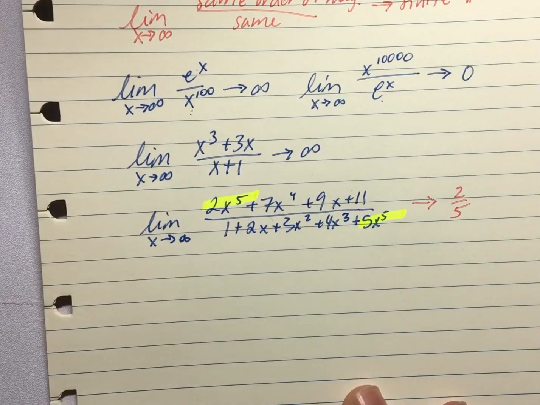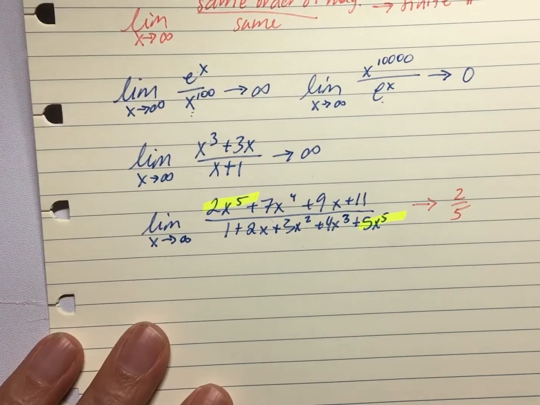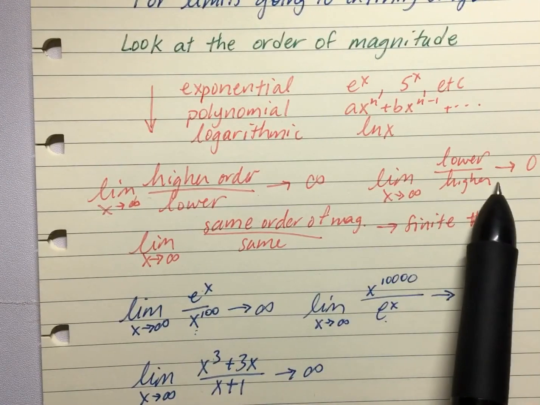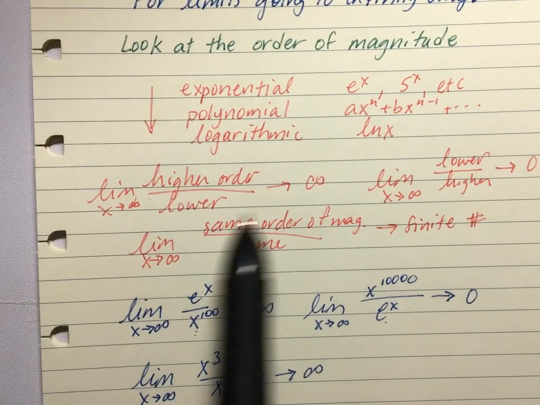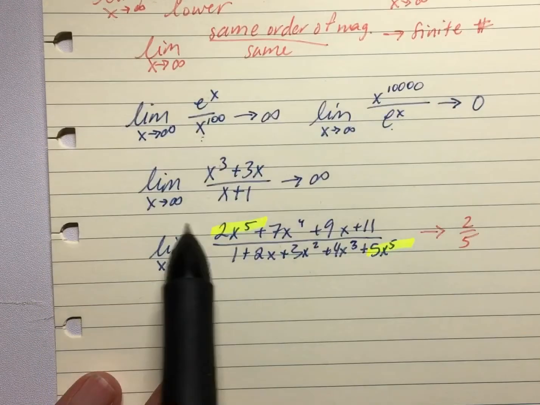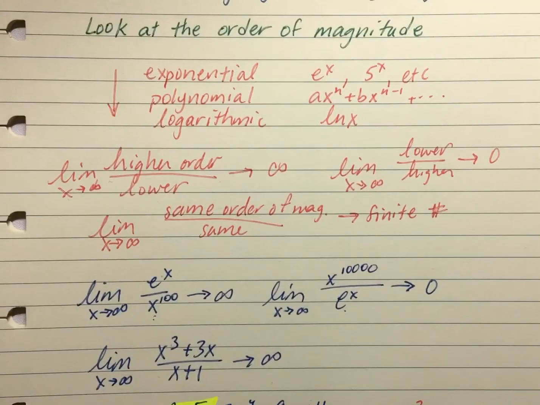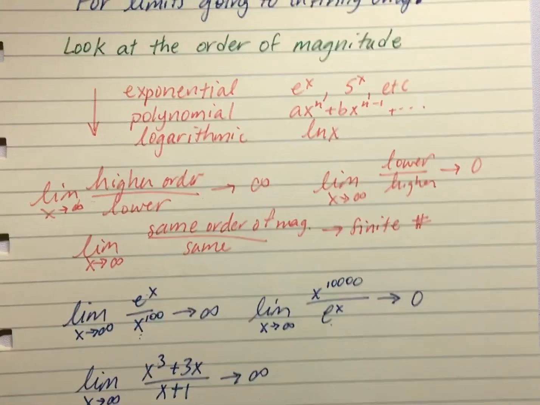So that's our shortcut. You look at the order of magnitude and you say, what's growing faster, top or bottom? If the top's growing faster, you're going to infinity. If the denominator is growing faster, you go to 0. If you have the same order of magnitude like we have here, we go to a finite number. So, fancy, fun shortcuts with L'Hopital.